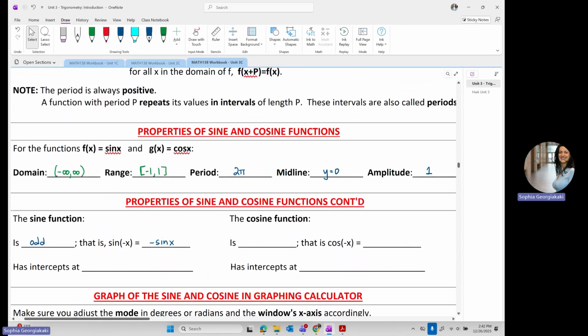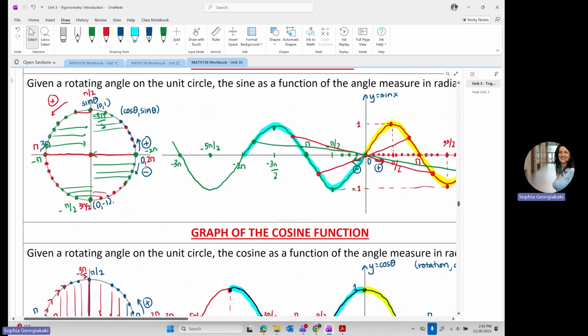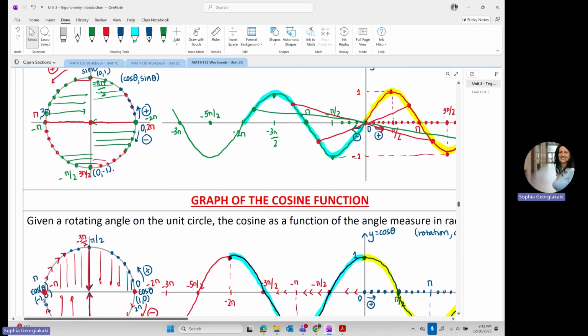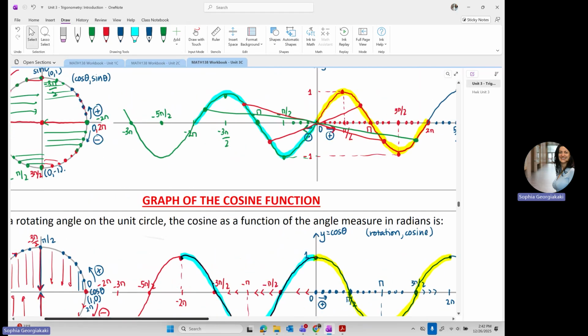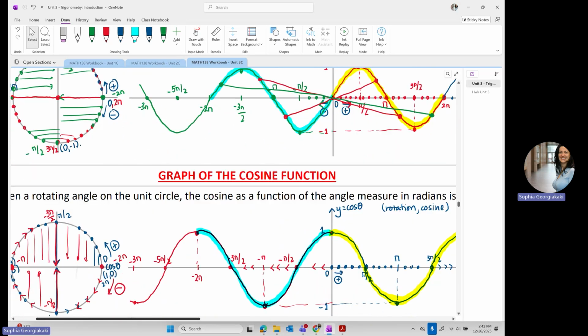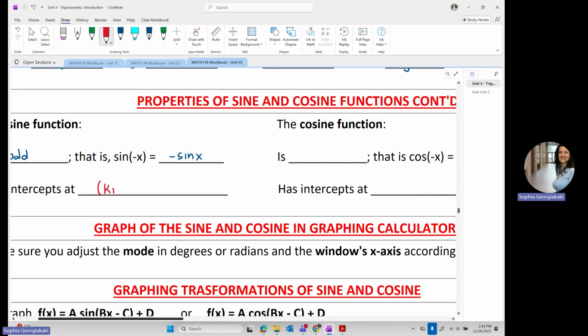One other thing about the sine function is that it has intercepts at 0, at pi, at, let me see if I can move this graph. Okay, 0, pi, 2 pi, 3 pi, 4 pi, etc. In the negative direction, negative pi, negative 2 pi, negative 3 pi. So actually it has intercepts at k pi, comma 0. Right? So every time we have a multiple of pi, we get an x-intercept.